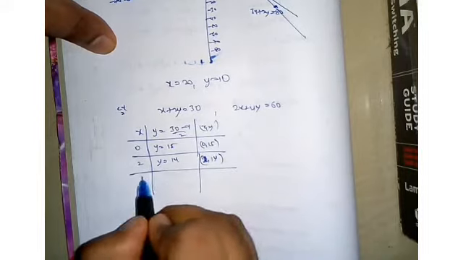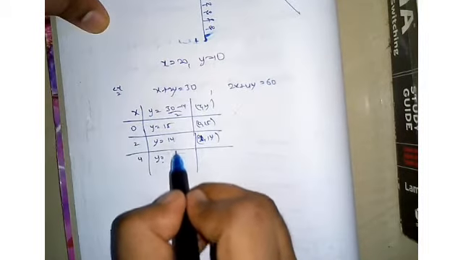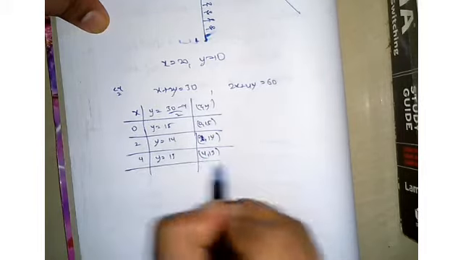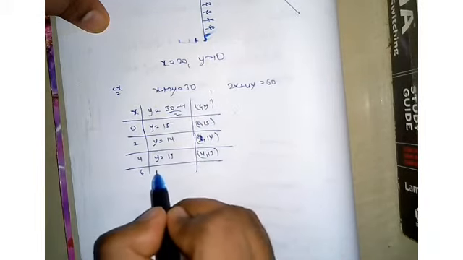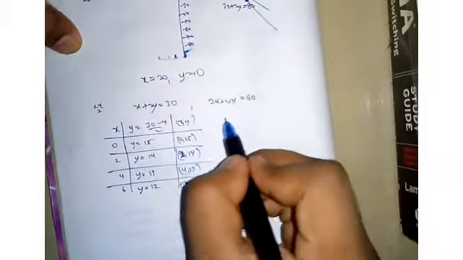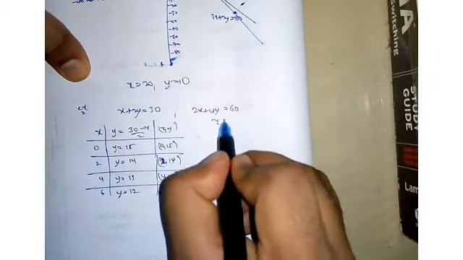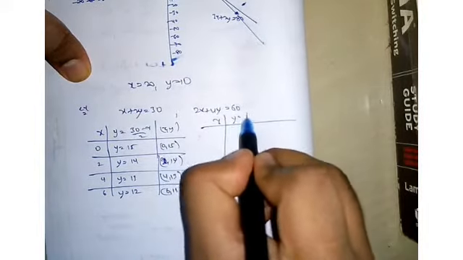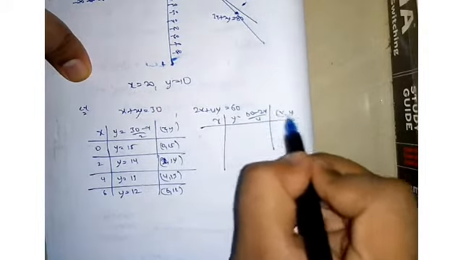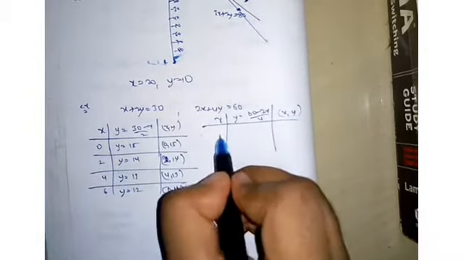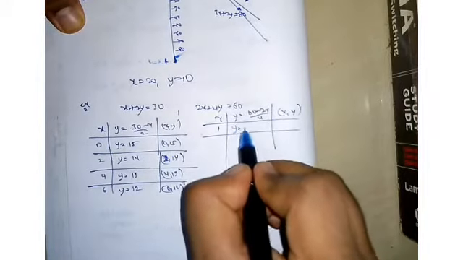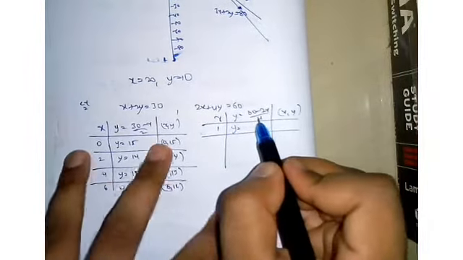For x equal to 4, y will be 30 minus 4 is 26 by 2, so 13, 4 comma 13. For x equal to 6, y will be 30 minus 6 is 24 by 2, so it will be 12, 6 comma 12. Next, for this equation, y will be equal to 66 minus 2x by 4, x comma y. So again, for x equal to 1, y will be 66 minus 2.